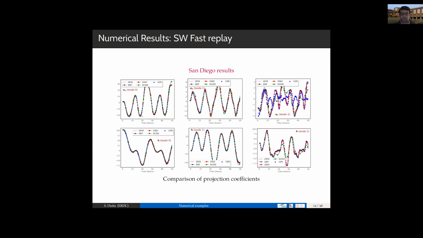For instance, I'm showing here for X velocity, the most dominant mode, the second mode, and the third mode. And then again, for depth, the most dominant, the second and third modes, with all the different methods. As you can see, for the dominant modes, almost each of the methods do very, very well.